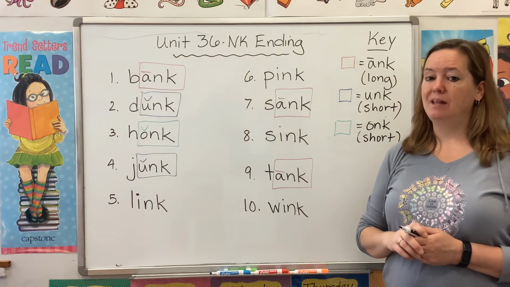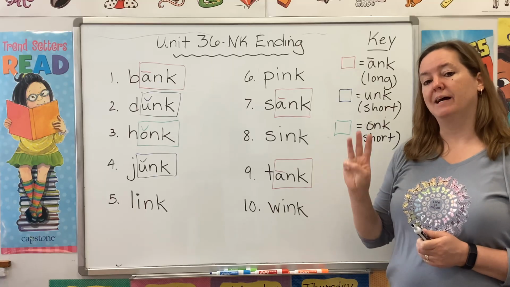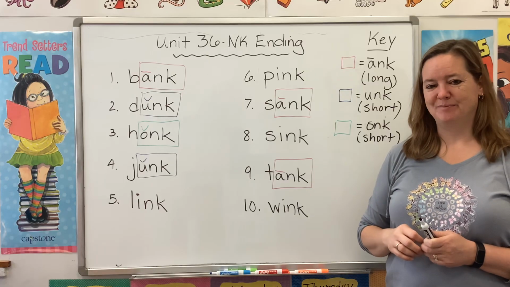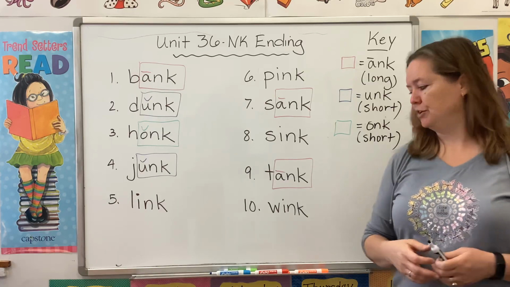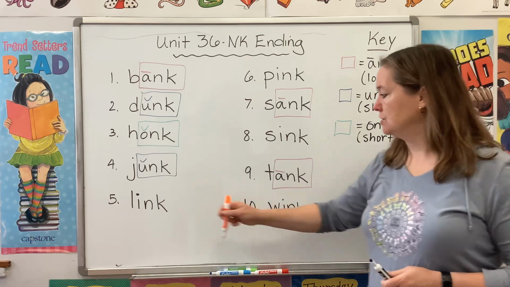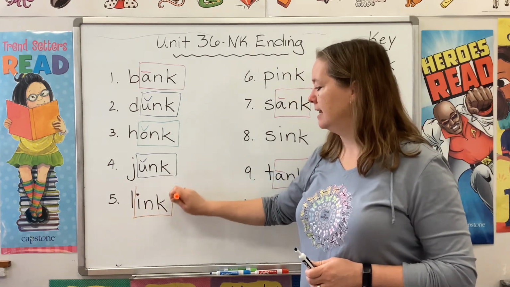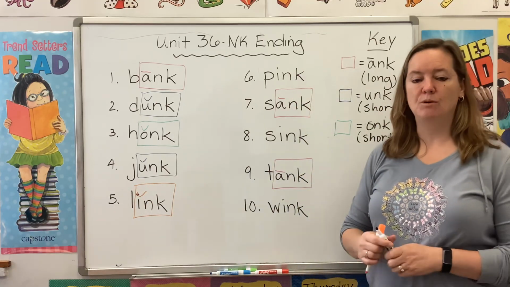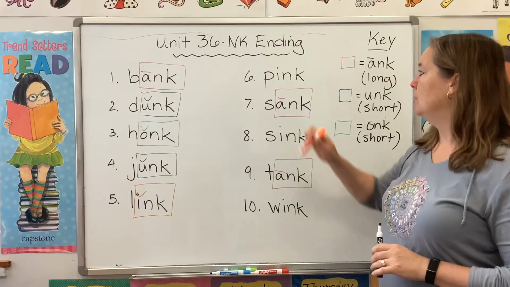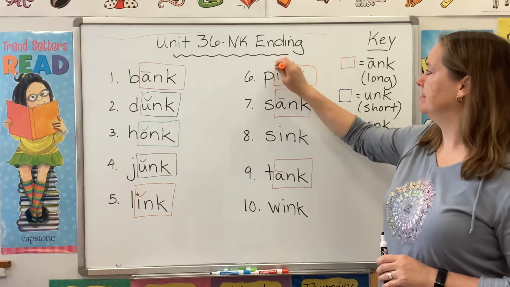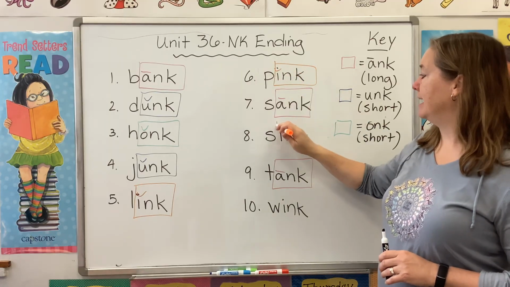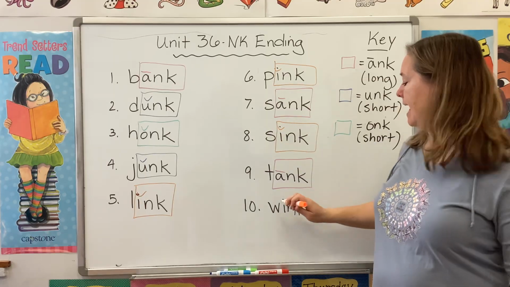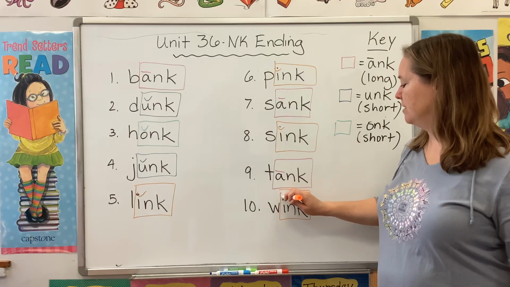Okay, we have 1 vowel left. We talked about the A, the O, and the U. And we said that the E doesn't exist with this pattern. So what does that leave us with? Good, the I. So let's look for the I in link. Notice that I is going to have a short i sound. L-I-N-K. We see it again at the end of pink, again at the end of sink, and again at the end of wink.